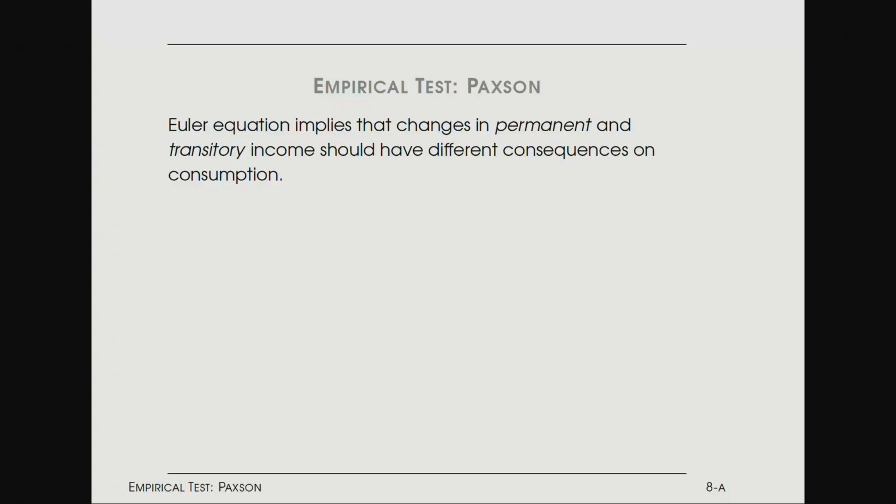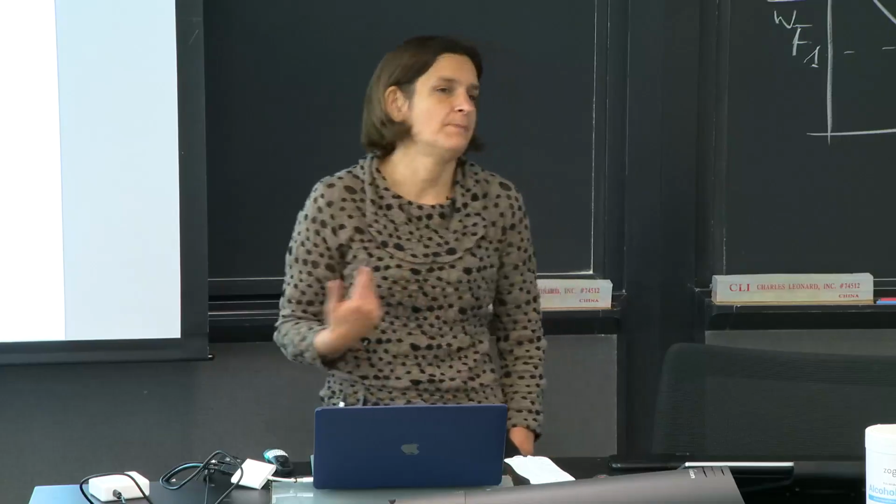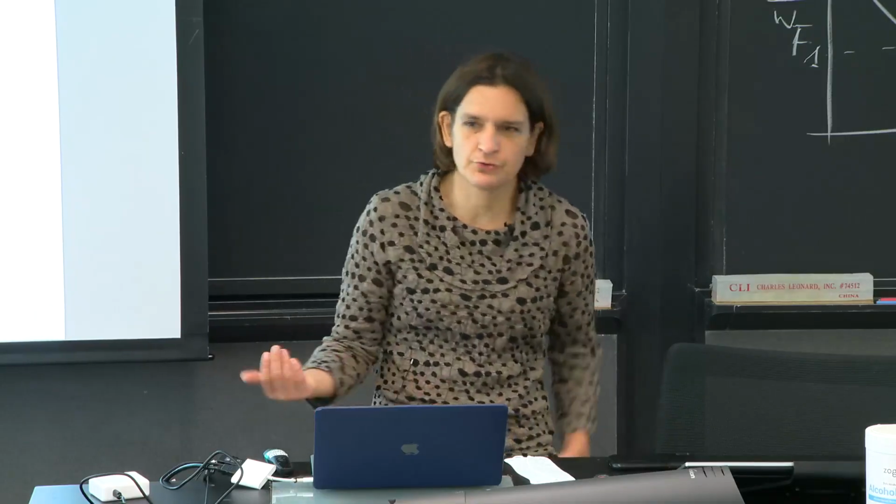The Euler equation implies that the change in permanent and transitory income should have different consequences on consumption. So if you take a change in permanent income, what should you do? What should you do with it?